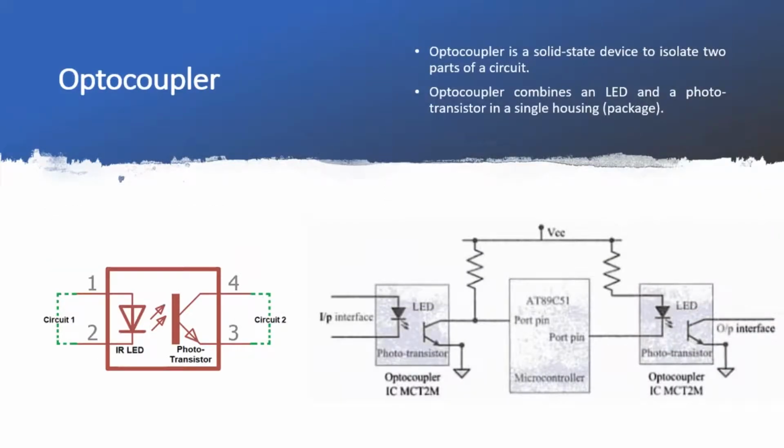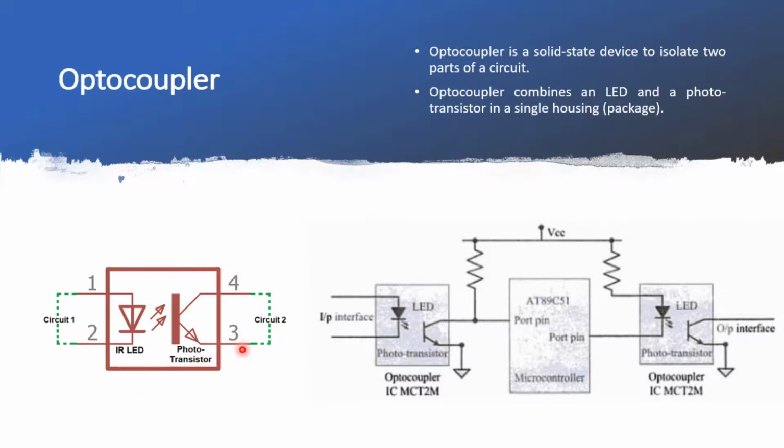Next very important component of an embedded system would be an optocoupler. An optocoupler is basically a solid state device, and it is mainly used for isolating two parts of a circuit. You can see a representation of an optocoupler device here. You will have 4 terminals, as marked here, 1, 2, 3, 4, and this is the input side, circuit 1, and this is the output side, which is circuit 2. On the input side you will have an infrared LED, and on the output side you have a phototransistor.